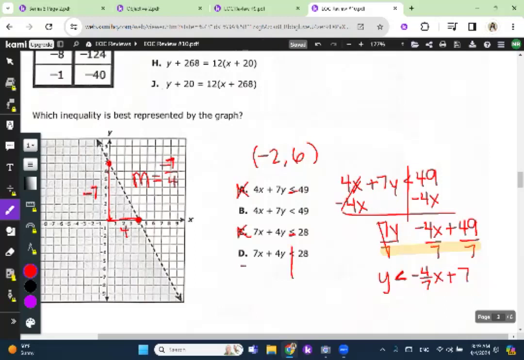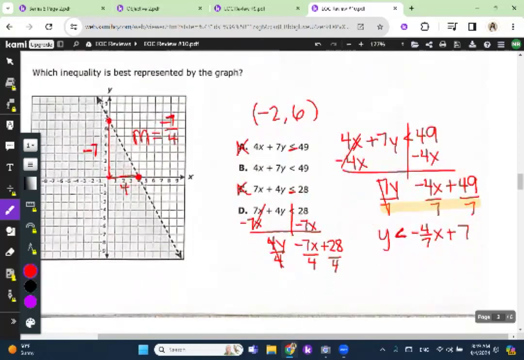But because I'm not satisfied with just accepting the answer, I'm going to solve it. Divide by 4. All of those are positive, so the symbol does not flip. Negative 7 over 4, there's our slope. 28 divided by 4 is 7, there's our y-intercept. Sad day when the calculator trick didn't work. Y'all got it? Cool. Next one.